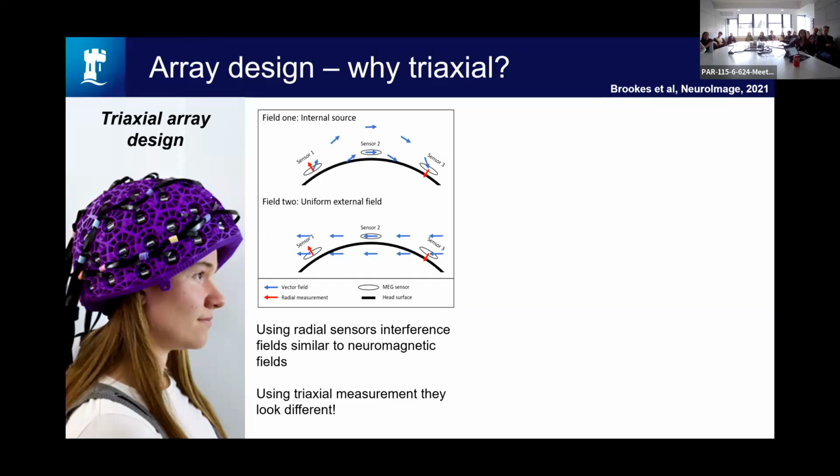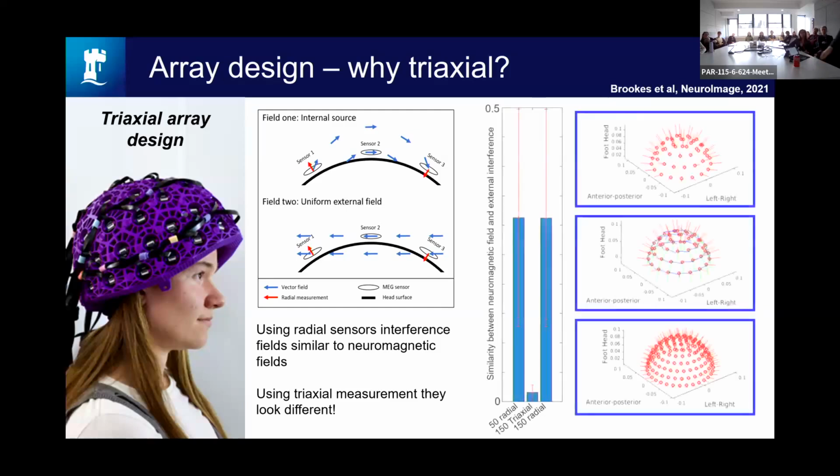But if we add triaxial sensitivity, now all of a sudden we can measure something at this sensor here. In this case, it's a field going that way, and in this case, it's a field going that way. So the two fields are suddenly easy to differentiate because we've got sensitivity to a field in this plane that we didn't have before. So that's just a cartoon. What actually happens in real life?